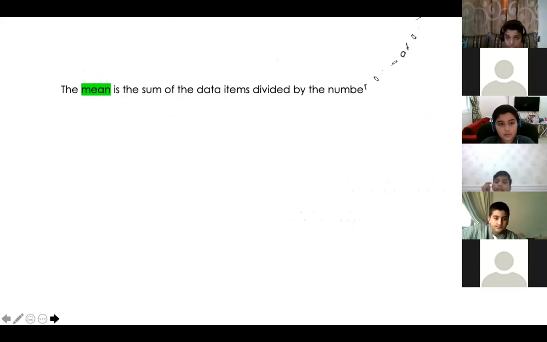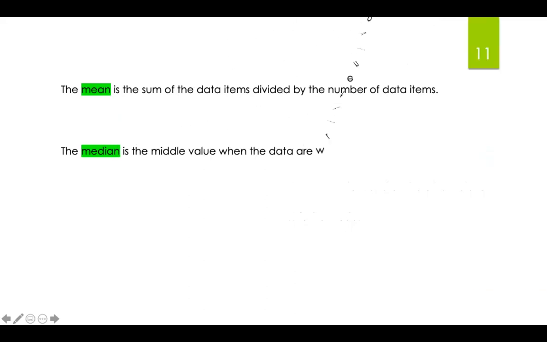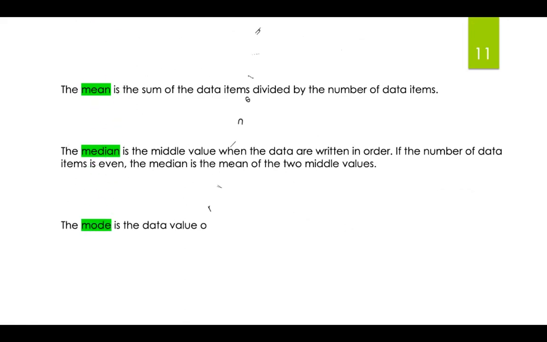So let's try to summarize the whole lesson. The mean is the sum of the data items divided by the number of data items. The median is the middle value when the data are written in order. So I cannot find the median without putting all the data numbers in order. If the number of data items is even, the median is the mean of the 2 middle values. So I get the 2 middle values and I divide them by which number? 2. 2, bravo. The mode is the data value or values that occur most often.